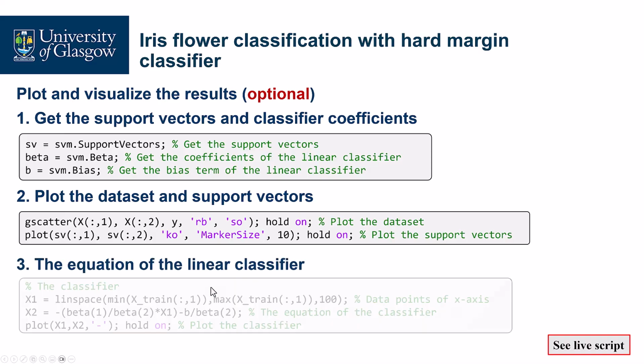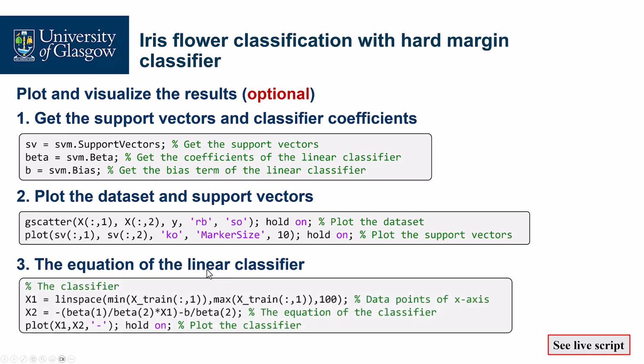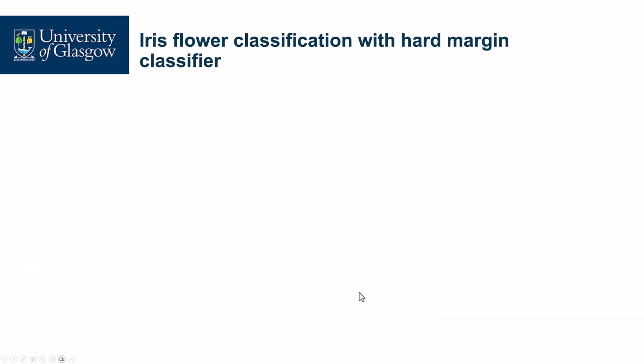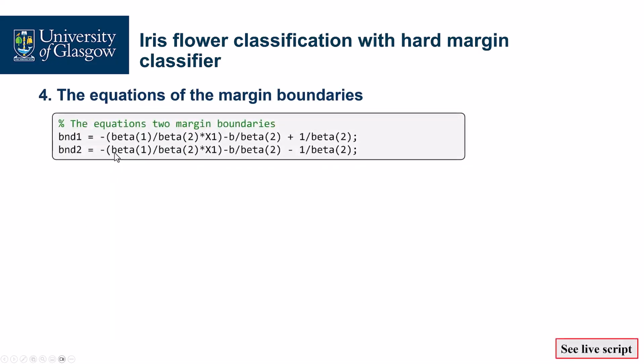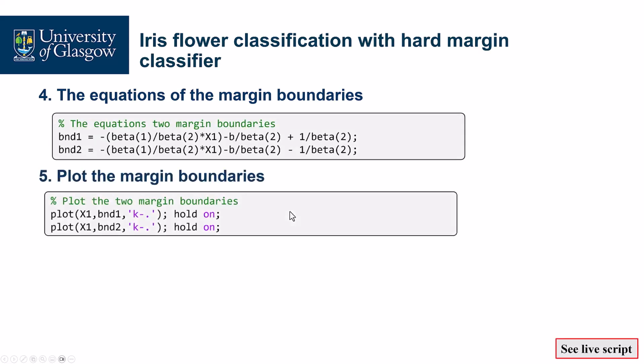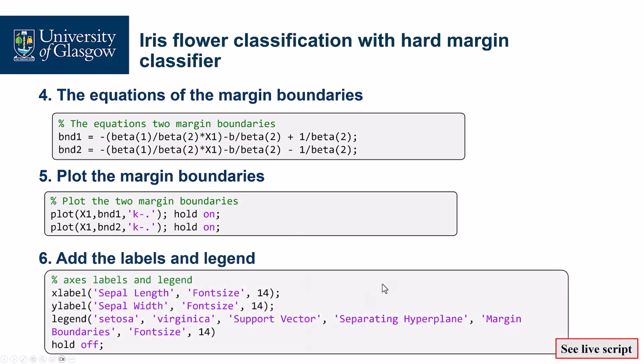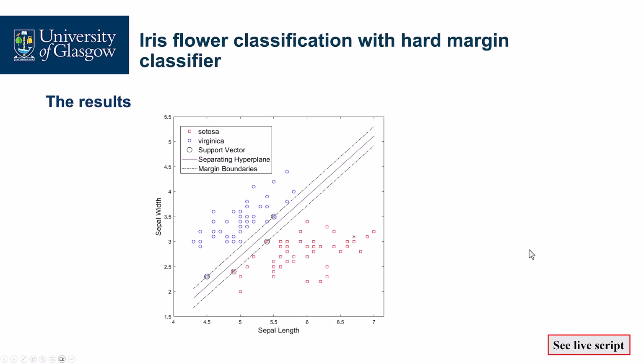Then we can plot the equation of the linear classifier, W transpose multiply X plus B. We can see the functions here, right? And then we can find the equation of the margin boundaries. We can see the equations are here, the two lines, right? The boundaries. Then we can plot them. Then we can add the labels and legend. After all these steps, you can try it yourself, and we see the result is like this.